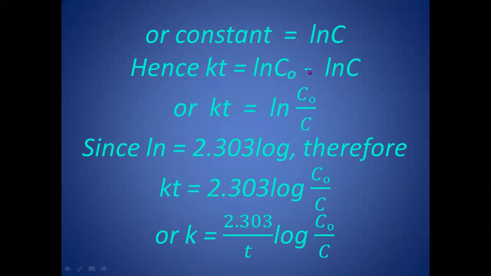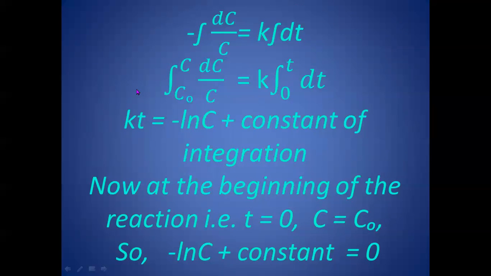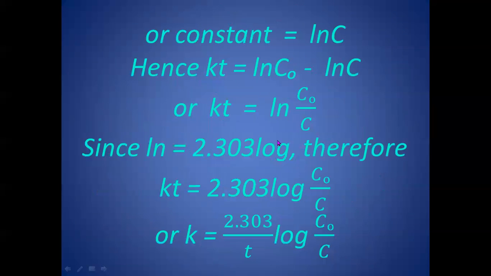Now substitute that here. Therefore, the above equation, in which Kt is equal to minus ln C plus constant, will become Kt is equal to ln C0 minus ln C. Ln means natural logarithm. Or Kt is equal to ln C0 by C. So this equation is called the first order equation, or equation for first order.